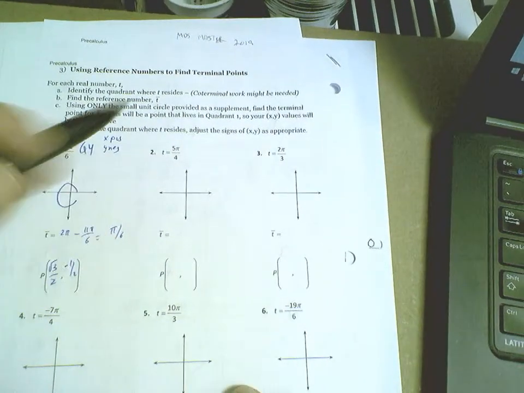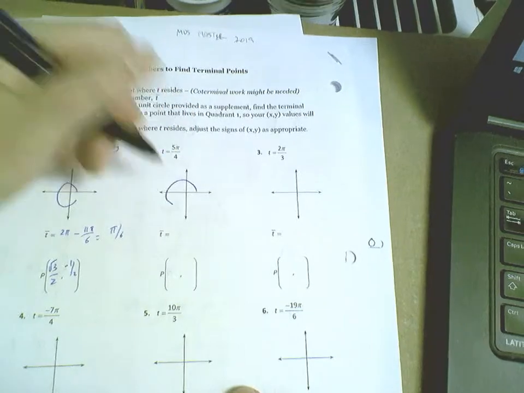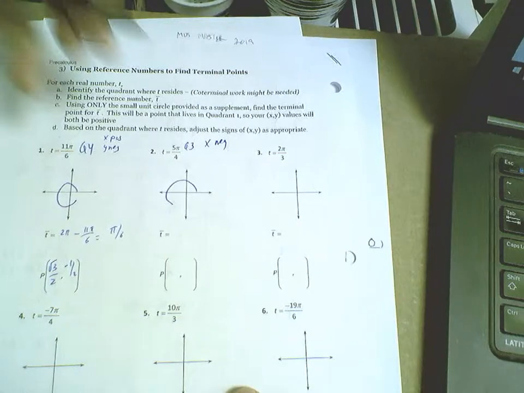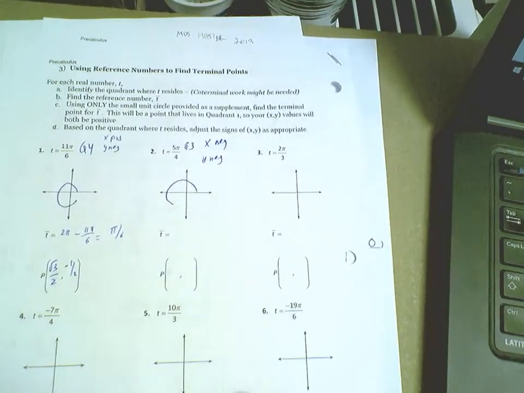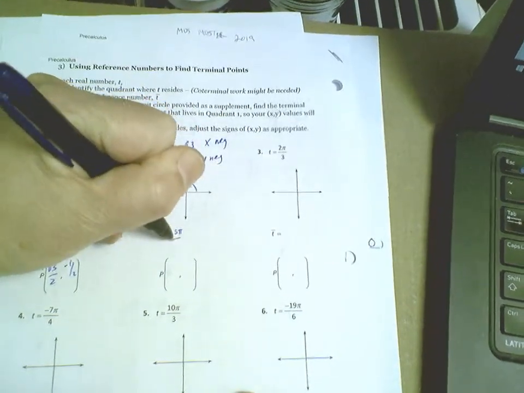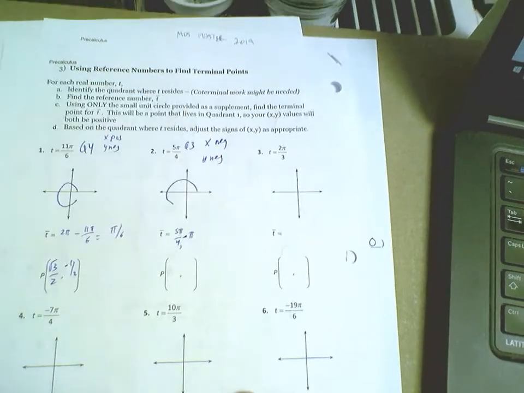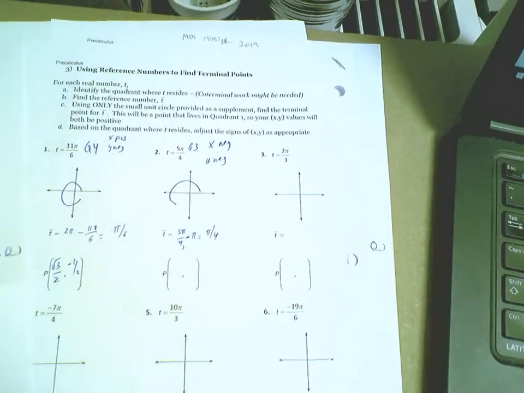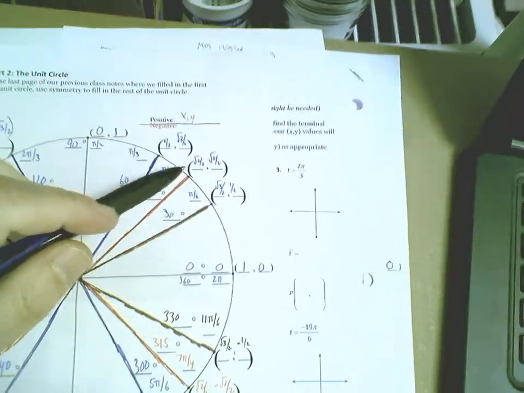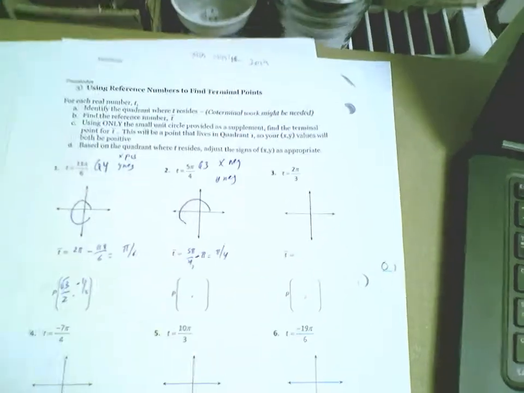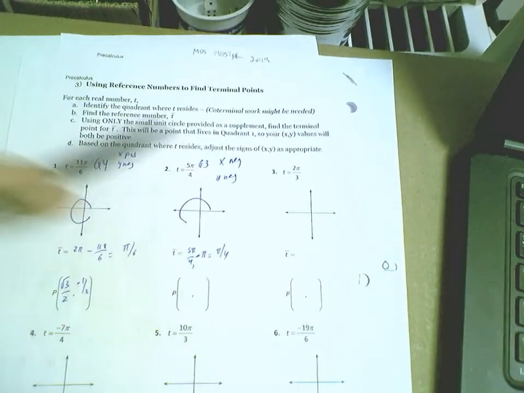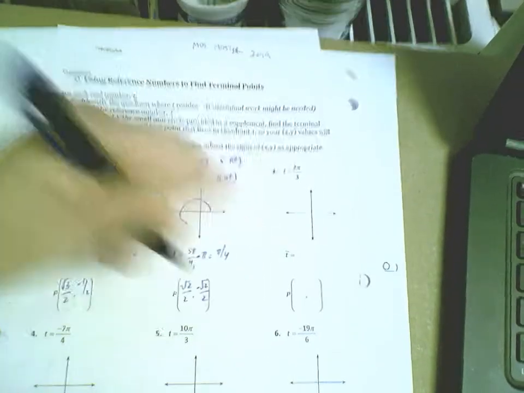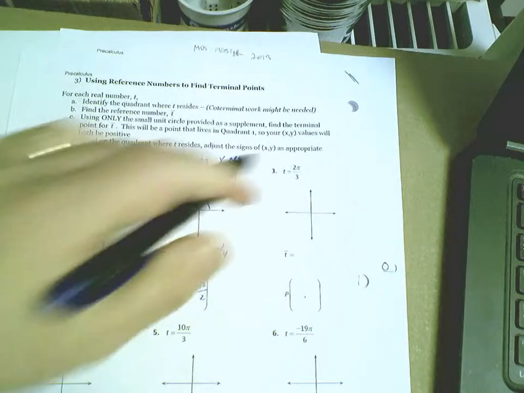5 pi over 4. 5 over 4 is a little bit bigger than 1. We're going to be in quadrant 3. My x-coordinate is negative. My y-coordinate is negative. My reference angle is 5 pi over 4 minus pi. That's going to be pi over 4. I know in quadrant 1, pi over 4 is what? Root 2 over 2, root 2 over 2. In quadrant 3, both things are negative.